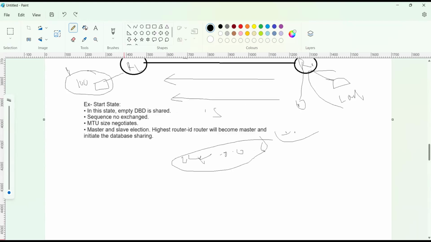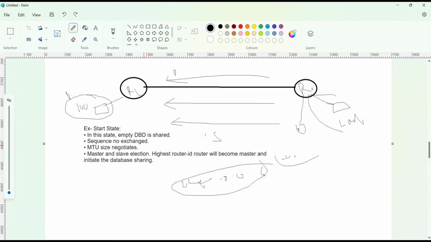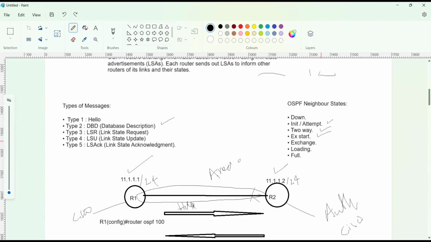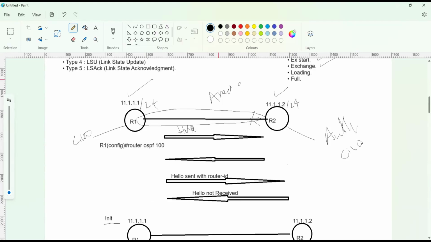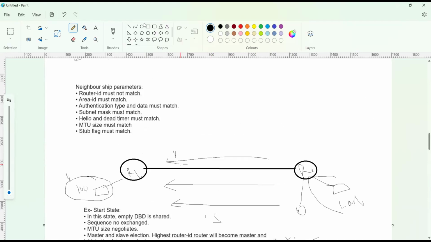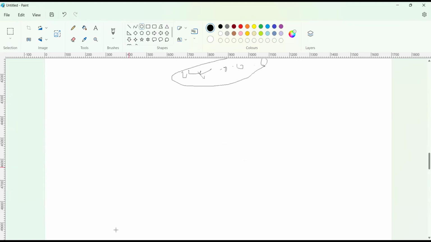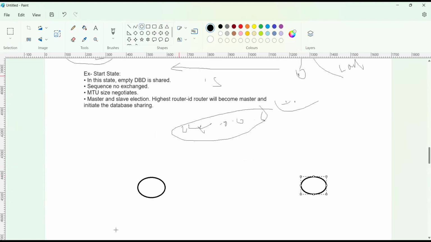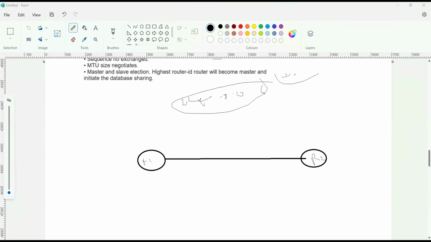This is the init state. Now move to the exchange state. Once the master and slave election is done, then they exchange the information. They will exchange all the information with the help of multicast IP addresses. Understood? Whichever routing information they have, they will exchange. In the exchange state, they will send and receive LSA headers.